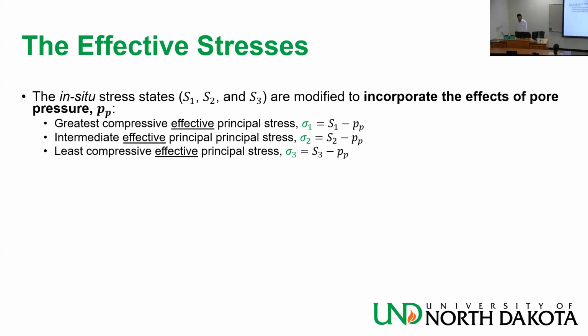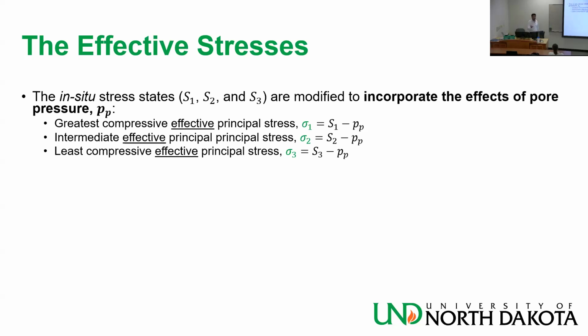Now which one of the sigmas is the most compressive? Which one is the intermediate? 2. And the least is 3. So the ranking remains the same. Just like you had S1, S2, S3, now you have sigma 1, sigma 2, sigma 3. It's the same stresses. You know why? Because pore pressure acts equally in all directions. So I'm subtracting the same number from all.